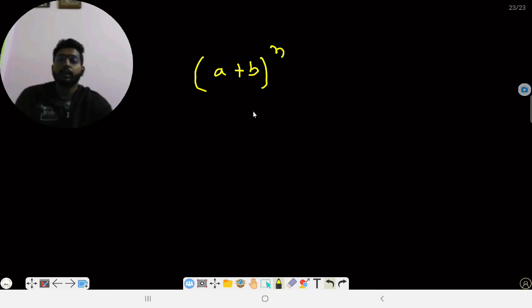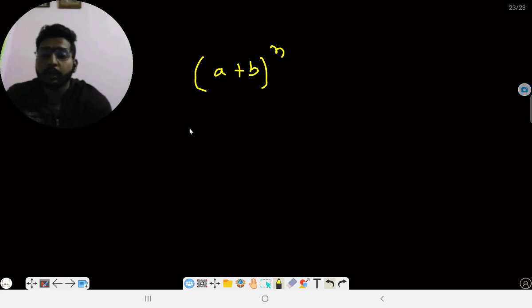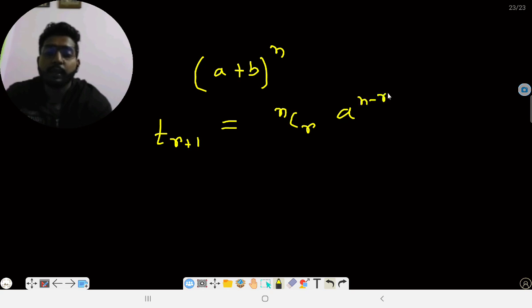What was the formula? If an expression is given, a plus b whole to the power n, what will be the r plus 1 term? The r plus 1 term will be nCr a to the power n minus r into b to the power r. That was the general term.